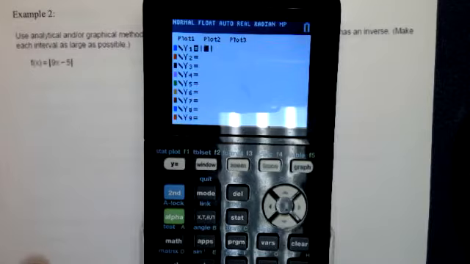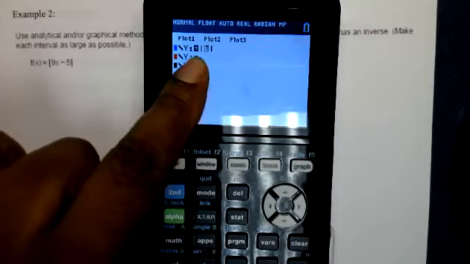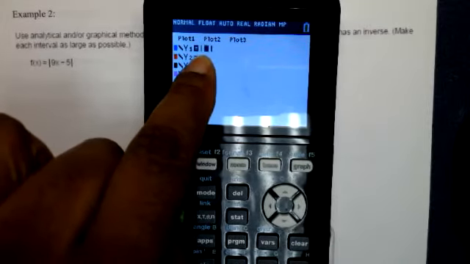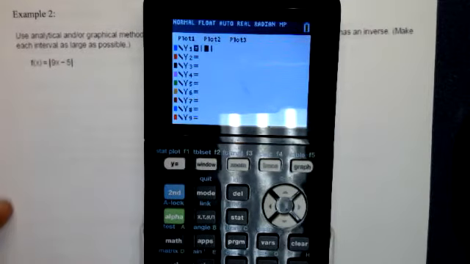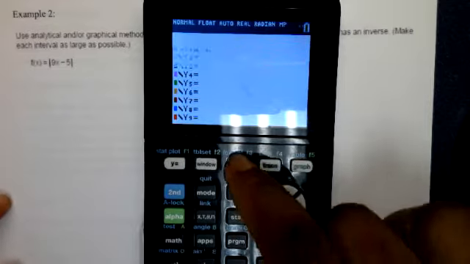And it's going to give me 2 absolute value bars. Now, if you're using a TI-83, it's going to give you ABS with a left parenthesis. But with the newer calculators, it'll give you the absolute value bars. And inside, you'll enter that expression, 9x minus 5. So 9, X,T,theta,n for the x, minus 5. And I'm going to use my right arrow key to get out of the absolute value. And then I'm going to do zoom 6.